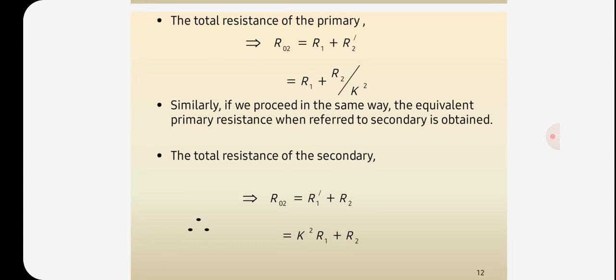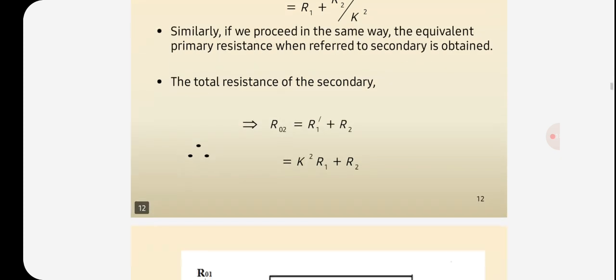So the total resistance of the primary, R naught 1, is equal to R1 plus R2 dash, that is equal to R1 plus R2 by K square. Similarly, if we proceed in the same way, the equivalent primary resistance when referred to secondary is obtained. The total resistance of the secondary, R naught 2, is equal to R1 dash plus R2, that is equal to K square R1 plus R2.